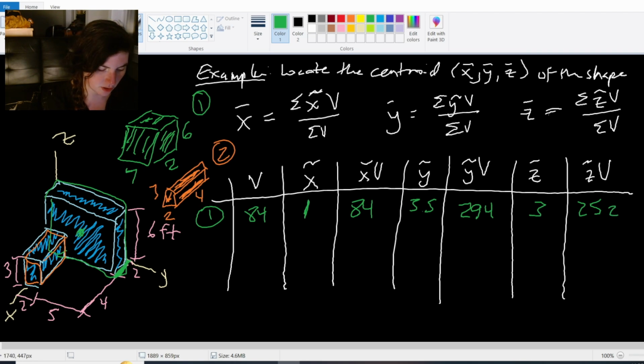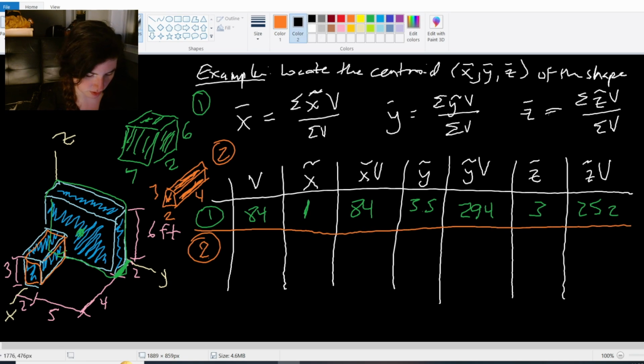All right, same song, play it again. For shape number 2. Let me give myself some space here though. Draw my line. All right. So my volume for my orange shape here is 3 by 2 by 4. So this little guy has a volume, I should say, of 24. 3 times 2 times 4, 24.